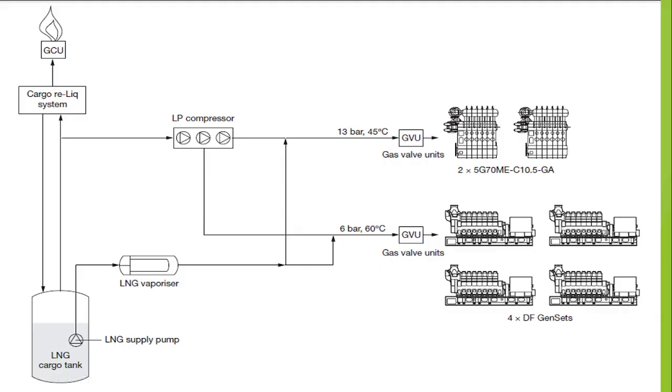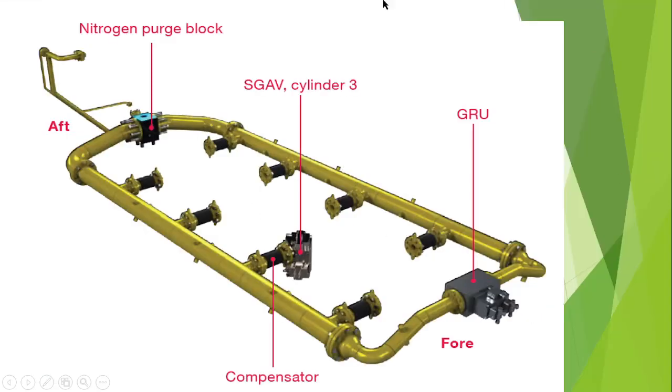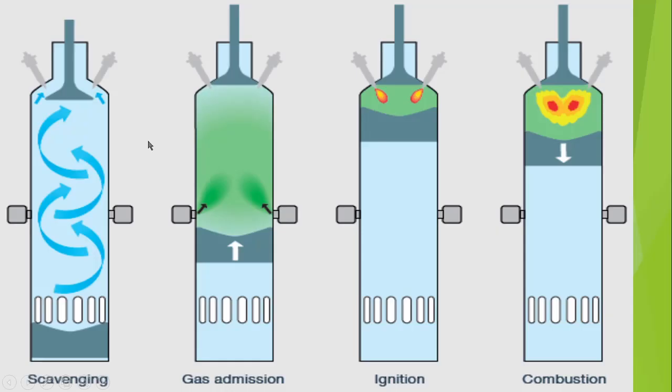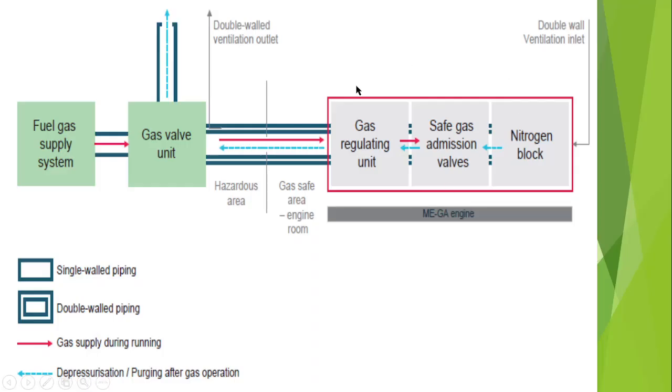Now, as you can see here, this is basically the fuel gas supply system. This diagram is very clear. As you can see here, this is the GRU, this is the safe gas admission valve, and this is the nitrogen block. One more thing you have seen here is that each cylinder consists of at least two safe gas admission valves. In this block diagram, GRU, in short form, is the gas regulating unit, and GVU is the gas valve unit.